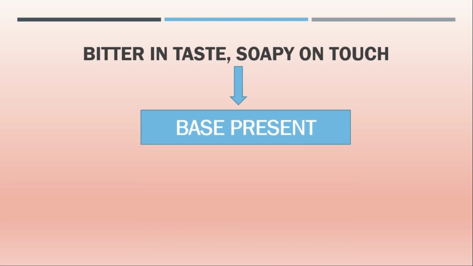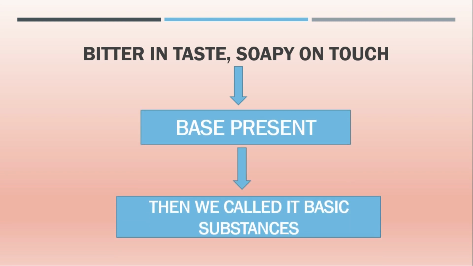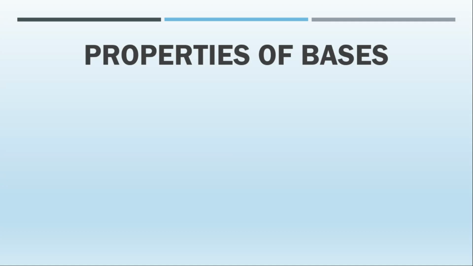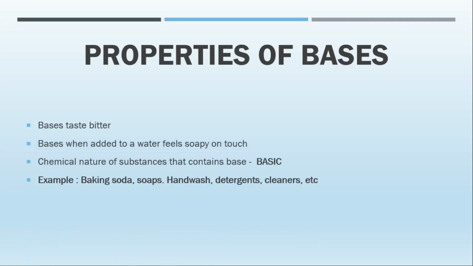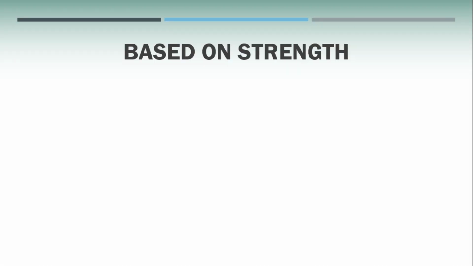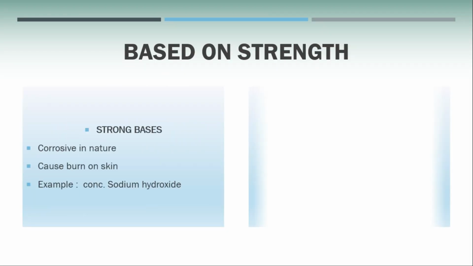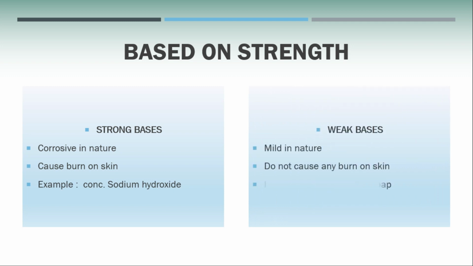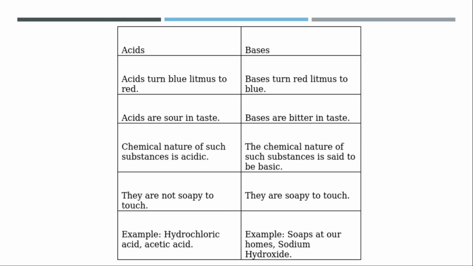Now we have also discussed what is base. Bases are those which are soapy to touch and bitter. We also discussed their properties, that is, whom should we call base and what properties all bases will follow. Based on strength, bases can also be classified as strong and weak, and we have also come across the differences between acids and bases. So here you can see that acid turns blue litmus red.